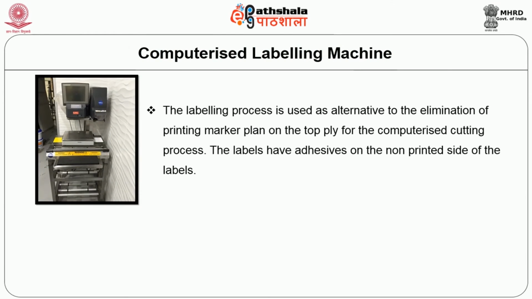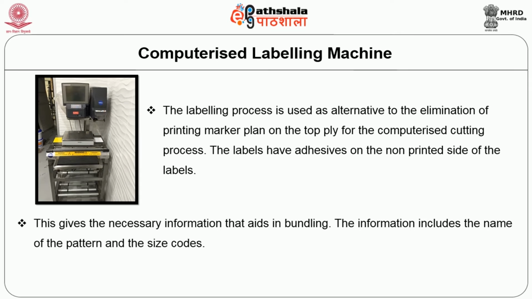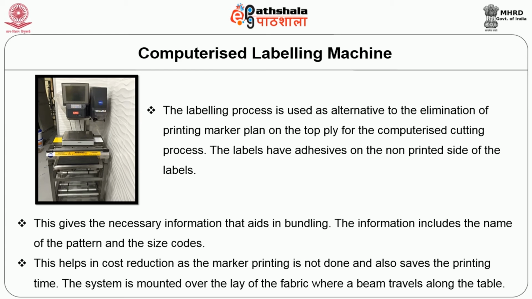Now that we've seen the computerized sewing machines, we'll move on to the computerized labeling machine. The labeling process is used as an alternative to printing the marker plan on the top ply for the computerized cutting process. The labels have adhesive on the non-printed side. This gives the necessary information that aids in bundling. The information includes the name of the pattern and the size codes. This helps in cost reduction and also saves printing time.